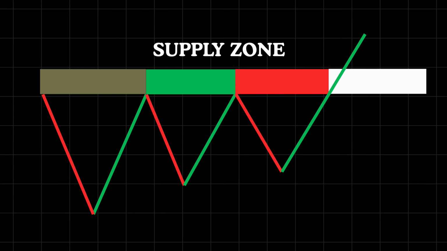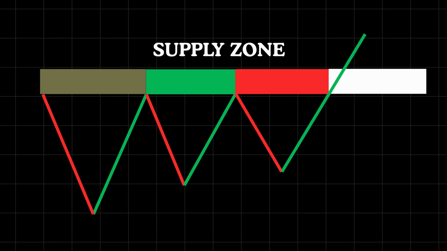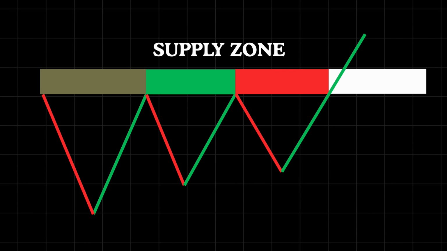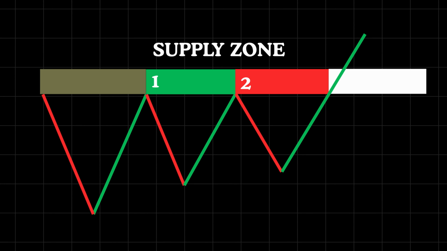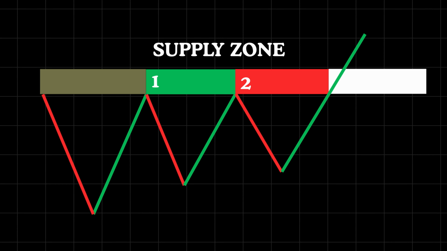There is an important point to remember. If any demand or supply zone is tested more than twice, meaning the price has touched that zone over 2 times, the demand or supply zone tends to weaken. This suggests a higher probability that the zone may break.